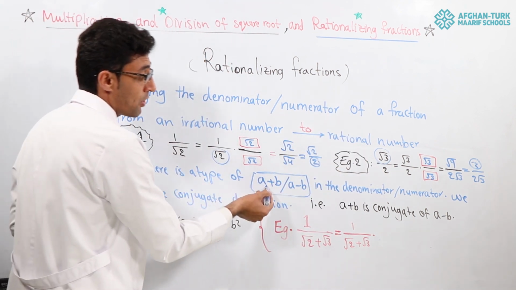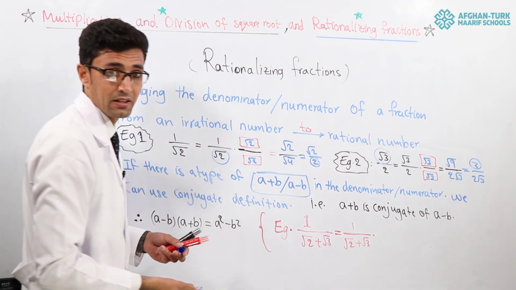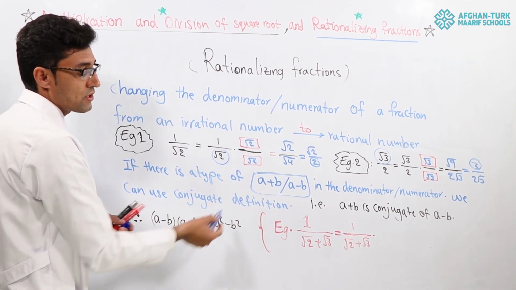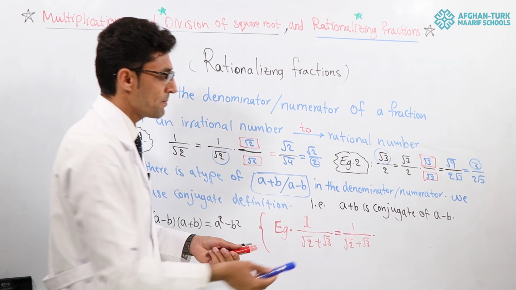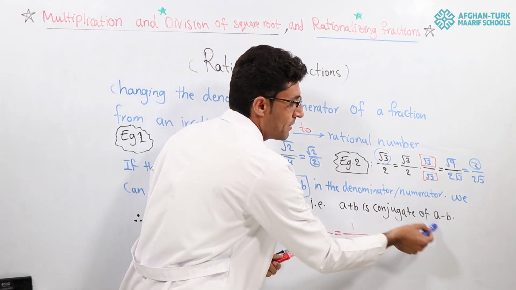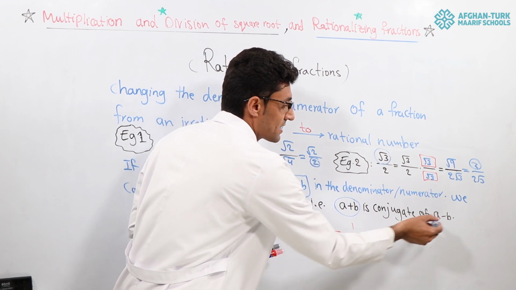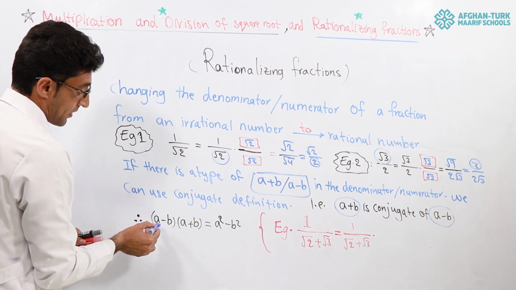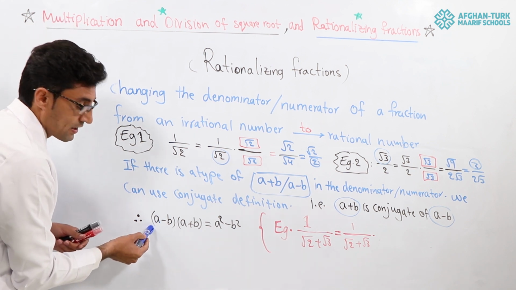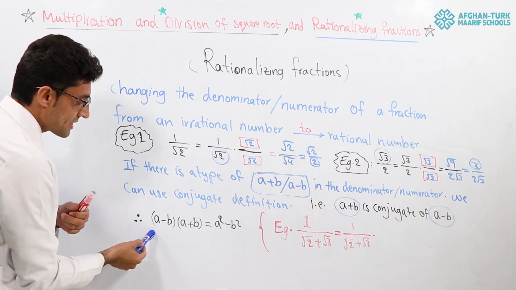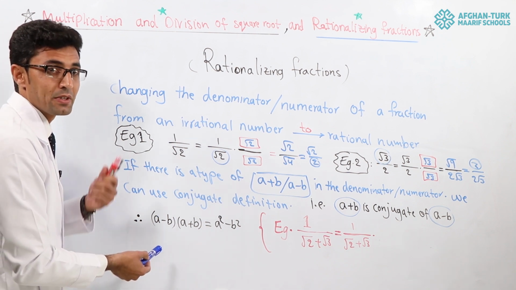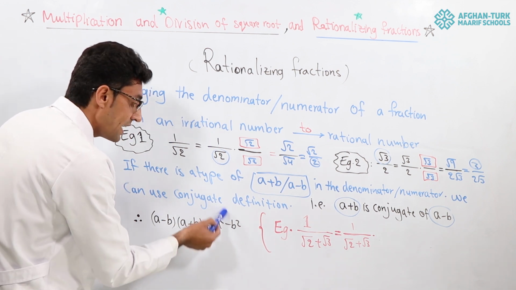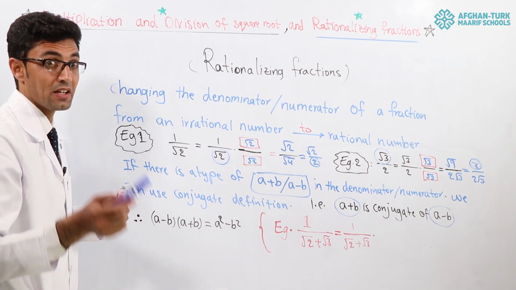If there is a type of a plus b or a minus b in the denominator or numerator, we can use the conjugate definition. What does conjugate mean? Very simple. A plus b is the conjugate of a minus b. If it is positive, change it to negative. Okay? In order to understand it, at first, you have to know this. Multiply it at home, check whether it is right or wrong. I multiply it because you studied multiplication. A minus B multiplied by A plus B is equal to A squared minus B squared. Check it at home, okay?